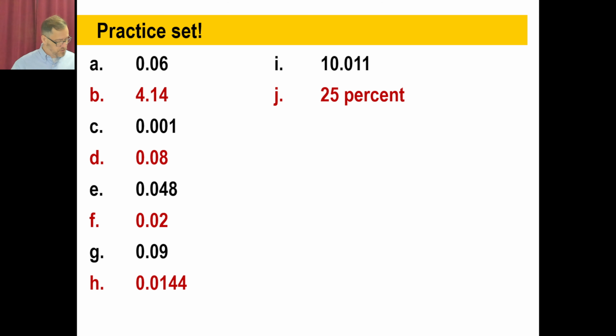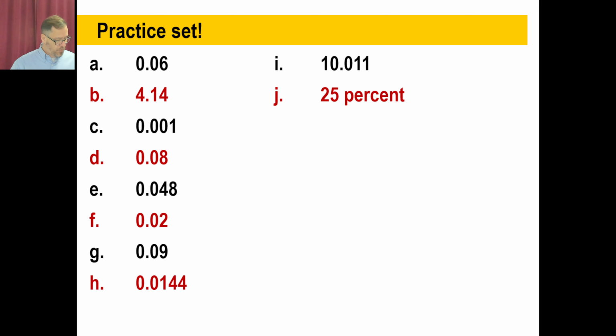4.14 it is. C, you're going to need 3 numbers behind the decimal, which is 0.001. D, you're going to need 3 numbers behind the decimal as well. Oh, my bad. That's a subtraction problem. It's 0.08. Okay. E, you're multiplying, so you need 3 numbers behind the decimal. That'll be 0.048. Don't put 0.48. It's 0.048. F, just a subtraction problem, 0.02.